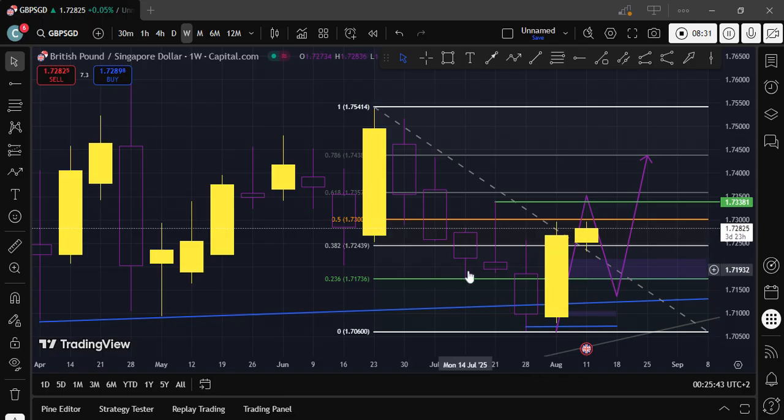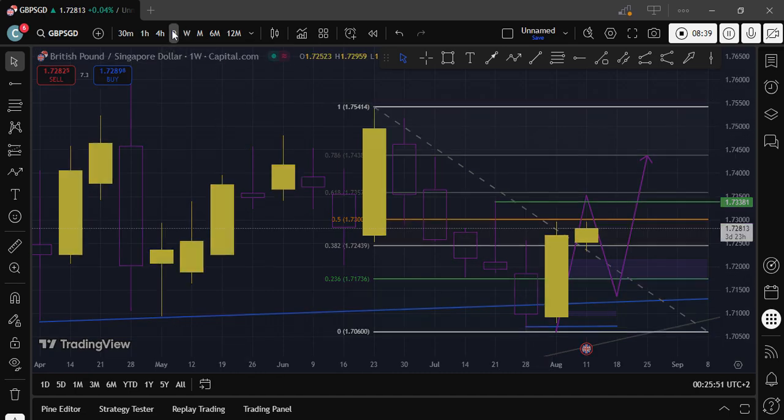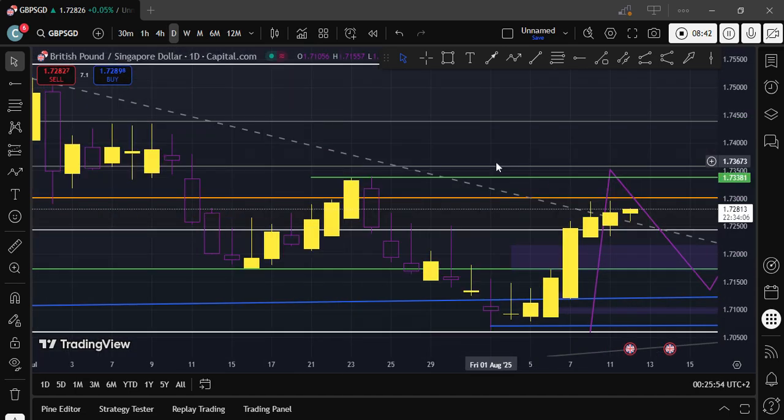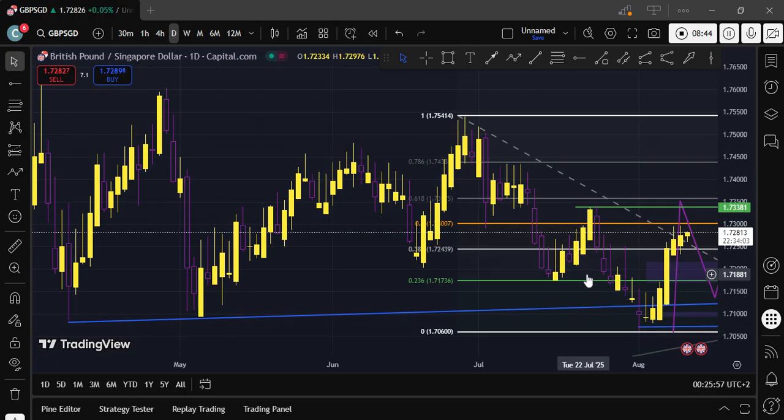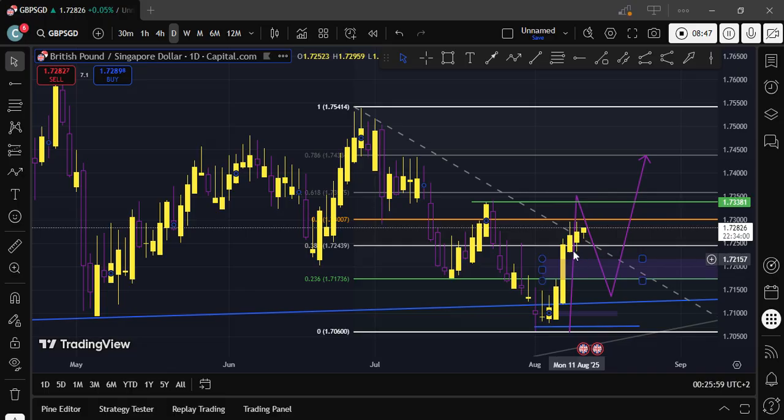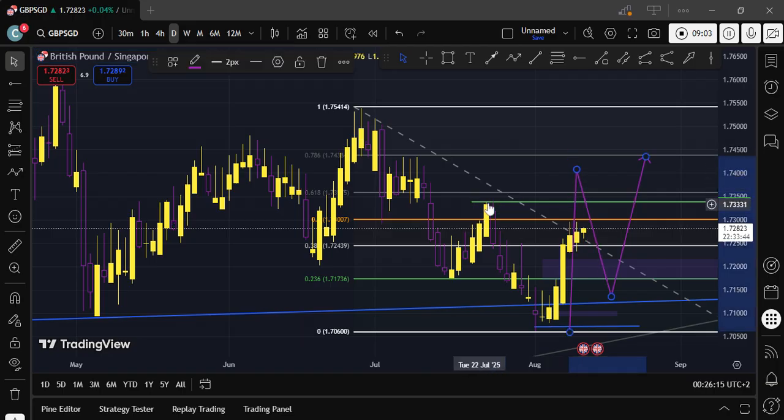Because for us to confirm that this is a valid order block, let me show you on the daily time frame. For us to confirm that this is a valid order block, we need to break the previous low first to form an order block. For this to become an order block, we need to break the previous low first, and then we need to break the previous high here and come back to the order block and take off.